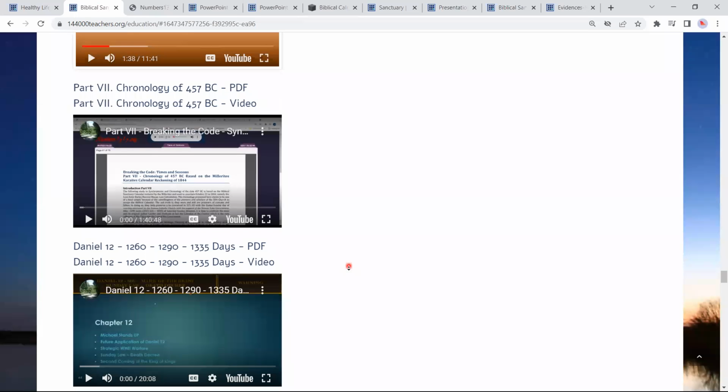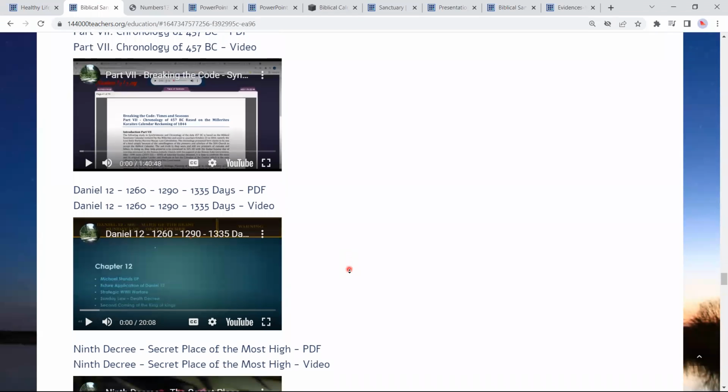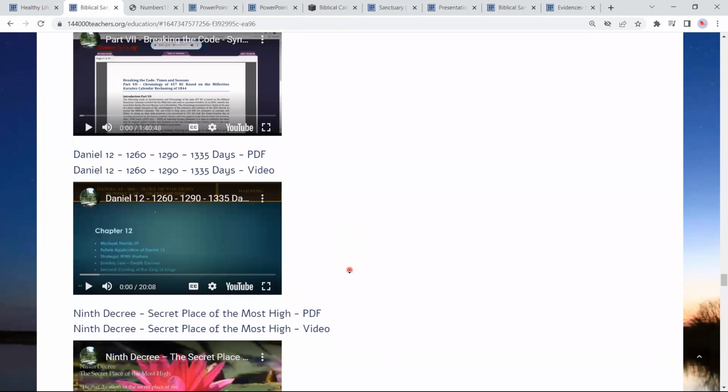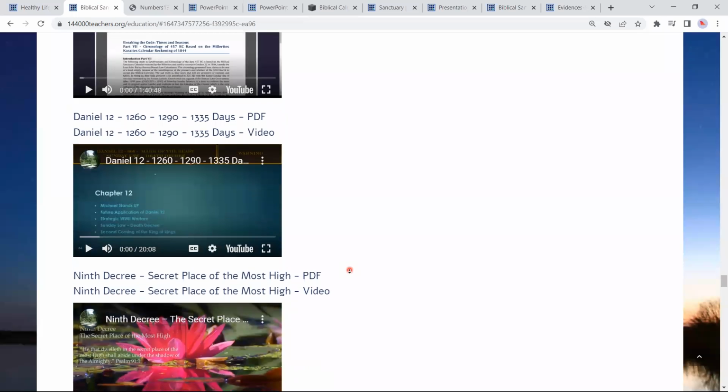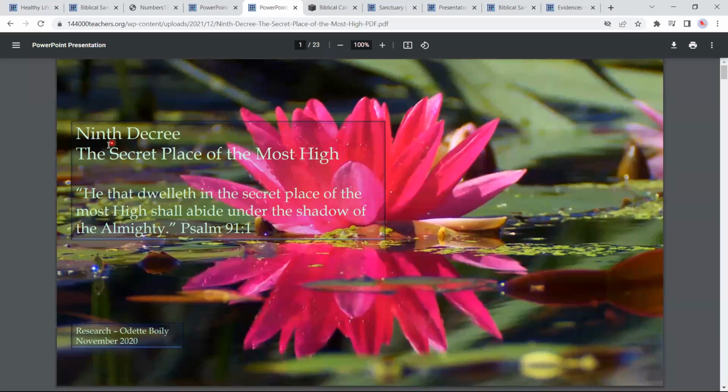And as we enter again the decree, this time is the 9th decree, we are looking at the secret place of the Most High. And you will see that there is another foe of the great Creator that does not want it to happen. The secret place of the Most High, 9th decree.